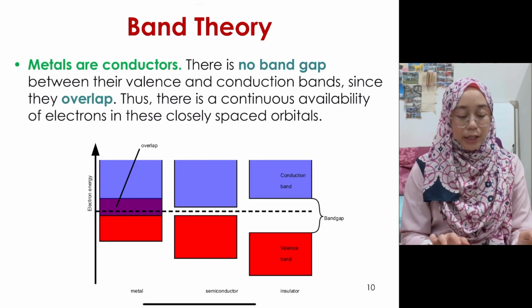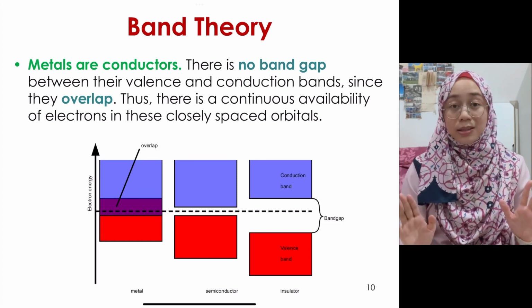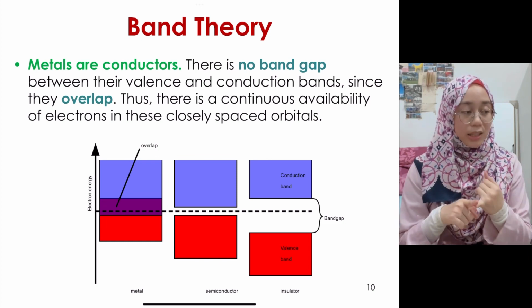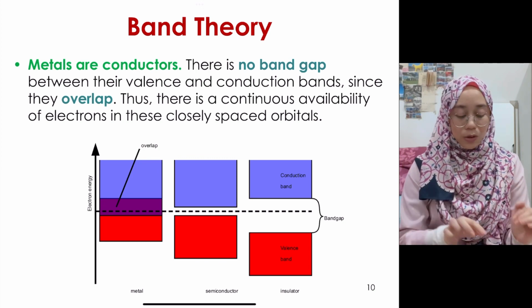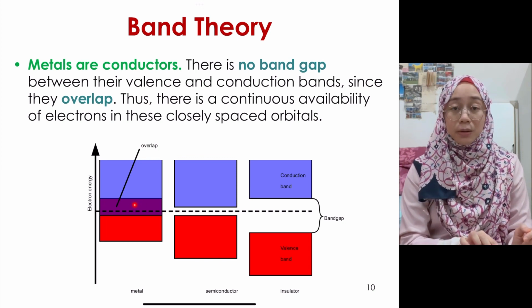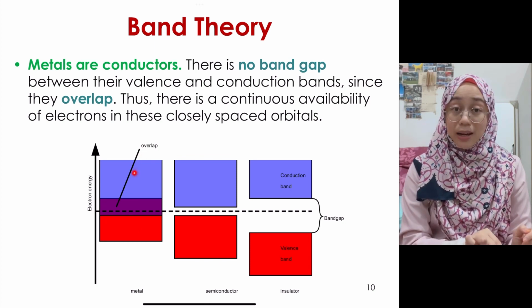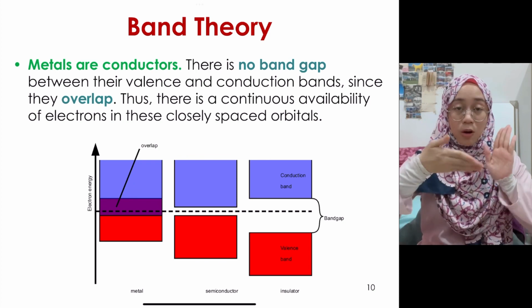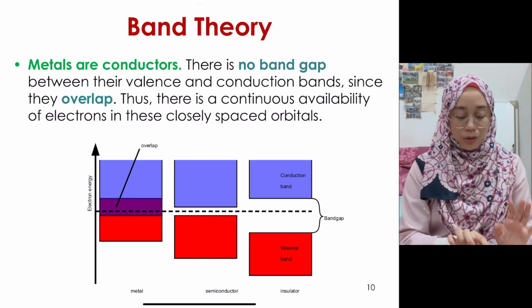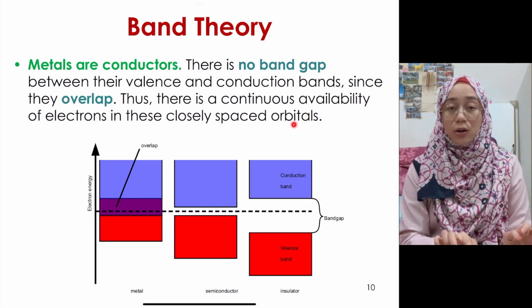Okay, so kalau kita tengok pula, metals are conductors. Bermaksud it can conduct electricity, it can conduct heat. Okay, so kalau kita tengok, there is no band gap actually between the valence band and also the conduction band, kan. So disebabkan there's no gap, dia siap overlap with one another pula tu, so there is a continuous ability of electron in this closely spaced orbital.